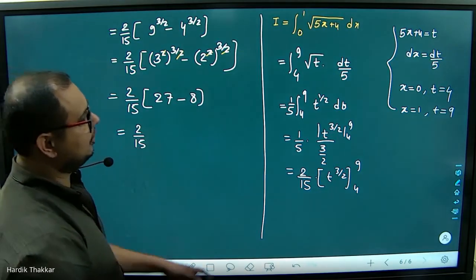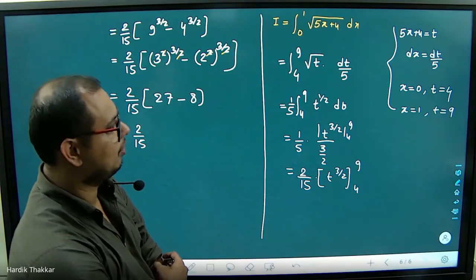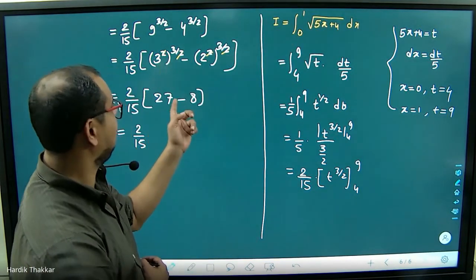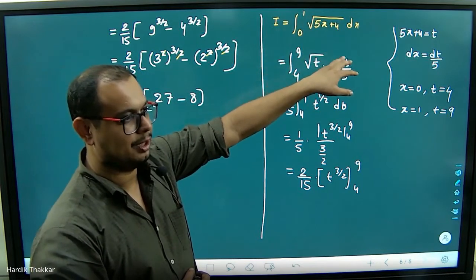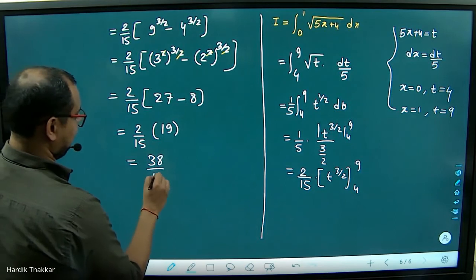So if we write t as 5x plus 4 and then put the value of 9 and 4, so it will be wrong? If we put the value of t and after that apply the limit, yes, that will be wrong. If you are putting the value of t, then you have to apply the limits of x in terms of x only. Yes, sir. So answer is 38 upon 15.